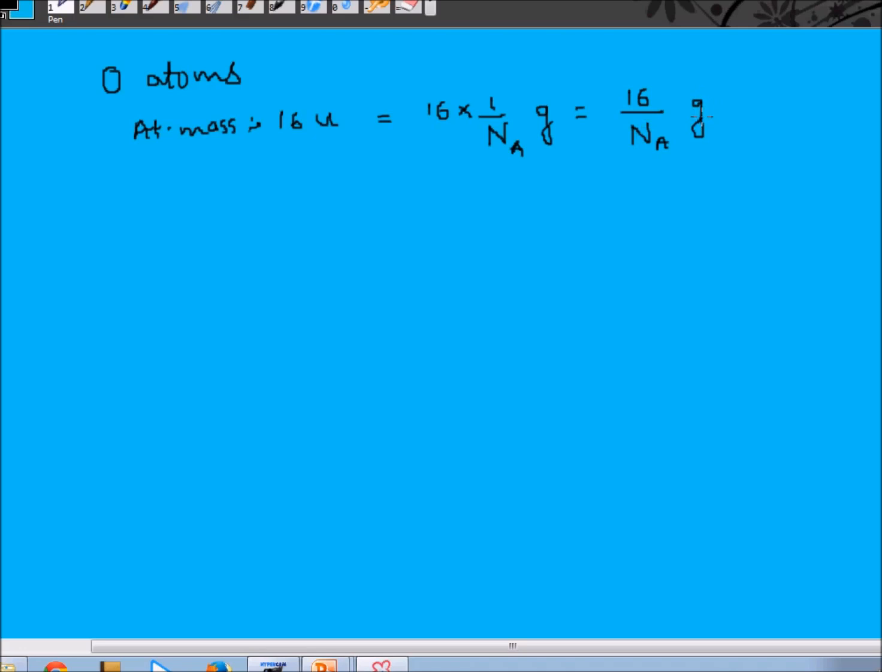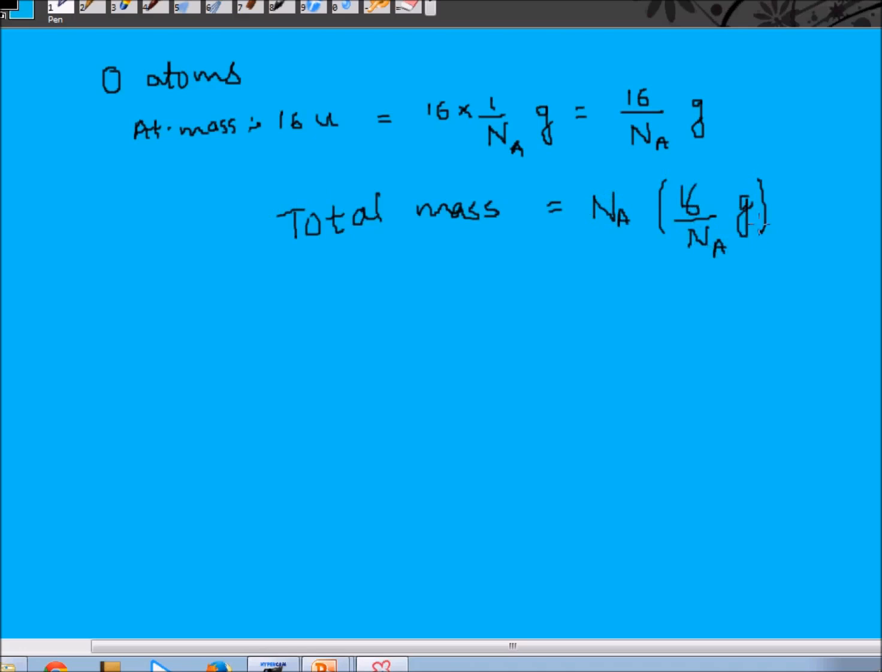Alright, so if you have 2 atoms of oxygen, the mass will be 2 into 16 by Na. Similarly, if you have 5 atoms of oxygen, the mass will then become 5 into 16 by Na. If you have 1 dozen atoms of oxygen, then the total mass becomes 12, that is 1 dozen, into 16 by Na gram. Alright, it's quite simple. So now you have 1 gram atom or 1 mole of oxygen atoms. So total mass will be nothing but 1 mole multiplied by 16 by Na.